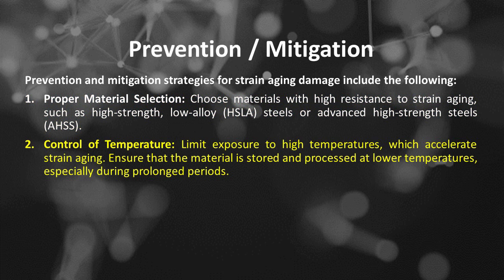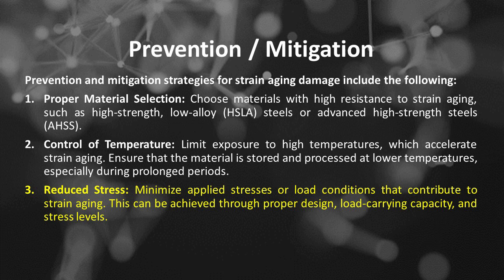Number 2 is control of temperature. Limit exposure to high temperatures, which accelerate strain aging. Ensure that the material is stored and processed at lower temperatures, especially during prolonged periods. Number 3 is reduce stress. Minimize applied stresses or load conditions that contribute to strain aging. This can be achieved through proper design, load carrying capacity, and stress levels.